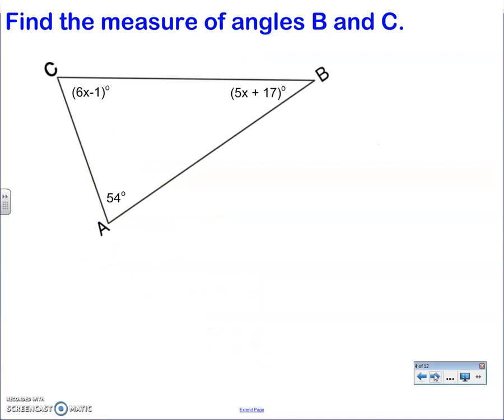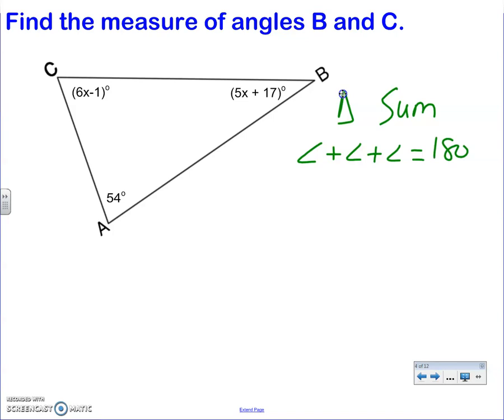Here's one: find the measures of angles B and C. Alright, well, we have a triangle. We know the three angles inside it, although some of them are in expression form. But that's okay. Again, we're going to do triangle sum. Be able to write the name and the formula. The name's needed when we're doing proofs. So three angles add to 180.